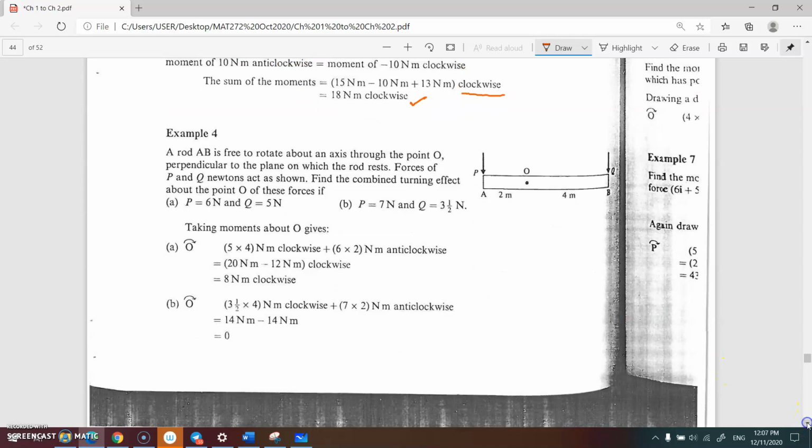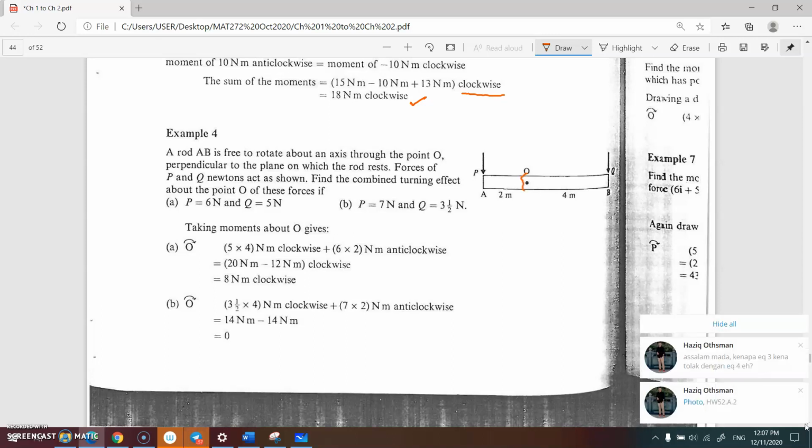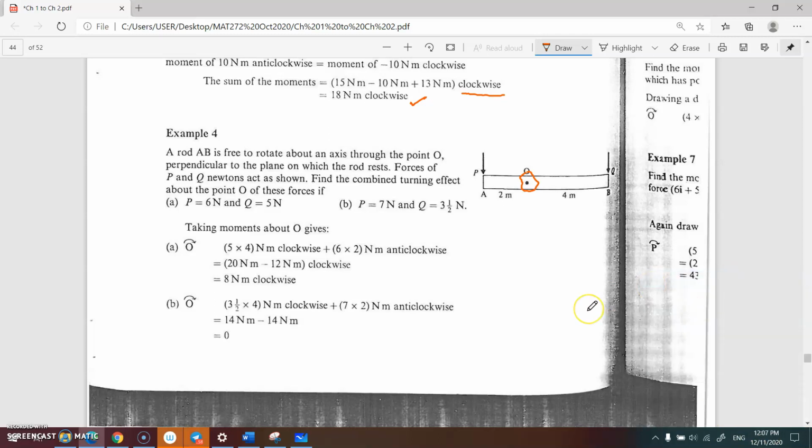Okay, example 4. A road AB is free to rotate about an axis through the point O, perpendicular to the plane on which the road rests. Forces of P and Q newtons act as below. Find the combined turning effect. So you have more than one moment about the point O of these forces. You have a combined moment.